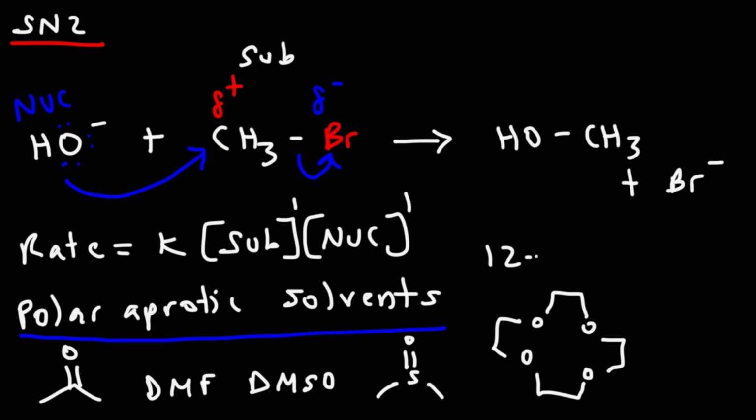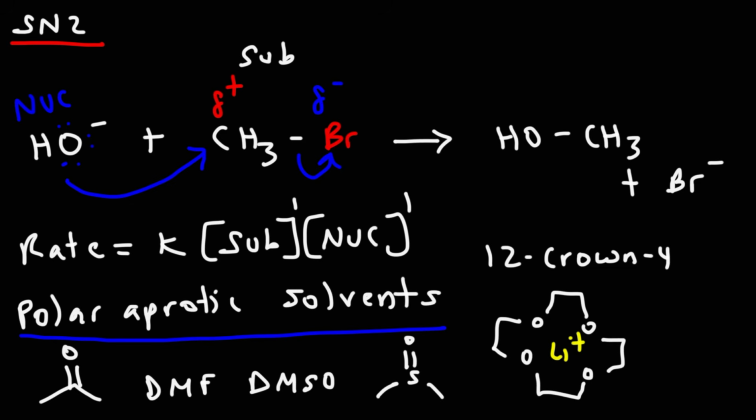This is the 12-crown-4 ether. It has 12 atoms, 4 of which are oxygen atoms, and this is good for the lithium ion. The 15-crown-5 ether is good for solvating the sodium ion. The 18-crown-6 ether is good for solvating the potassium ions.